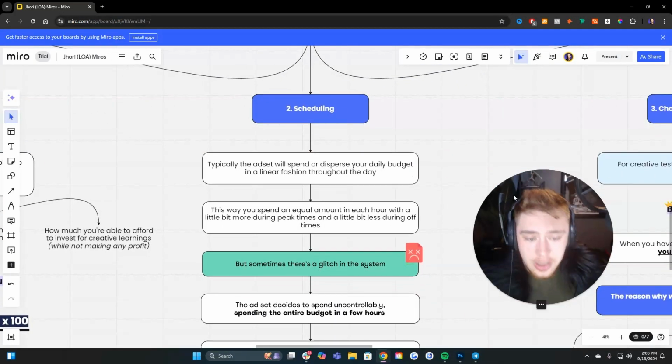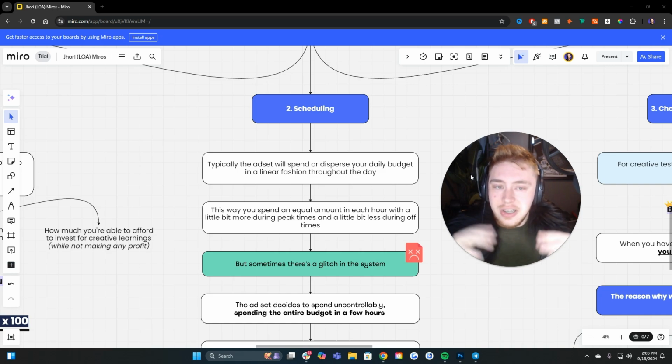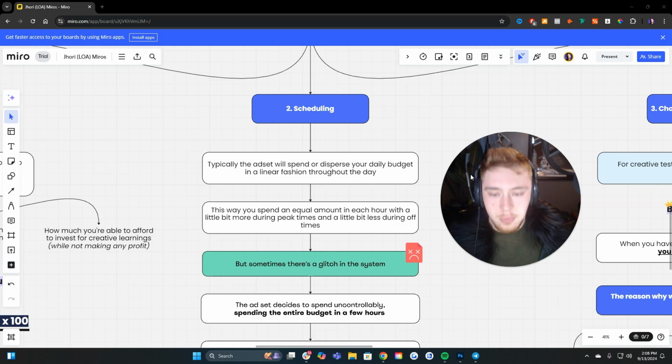Now, when it comes to scheduling, typically what happens is you upload an ad set, it goes through a review process, and your daily budget gets dispersed linearly throughout the day, meaning each hour of the 24-hour day, you have some ad spend getting pushed to each hour, even if it's not directly proportional, right? 1 a.m. on the Eastern Coast, if you're in the United States, is not going to get as much daily budget as 5 p.m., basically, for the most part.